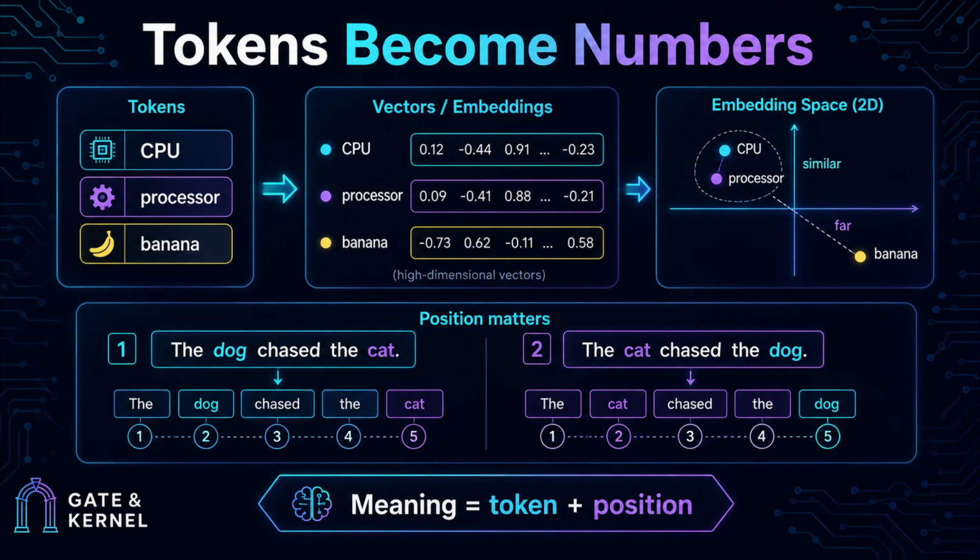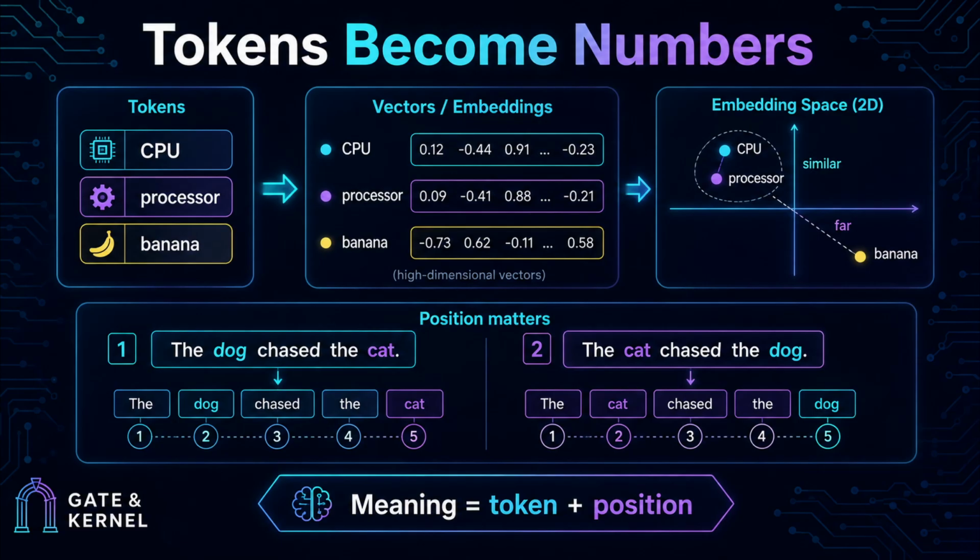Chapter 4. Tokens become numbers. A computer cannot directly understand the meaning of a word. Each token is therefore converted into a collection of numbers called a vector, or embedding. These numbers represent relationships learned by the model during training. For example, the words CPU and processor have related meanings. Their numerical representations may therefore be relatively close. The words CPU and banana have very different meanings. Their representations may be much farther apart in vector space.